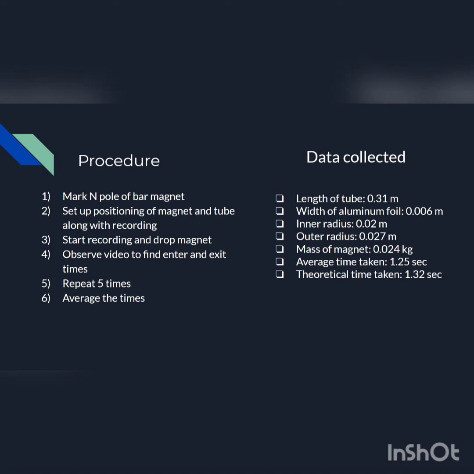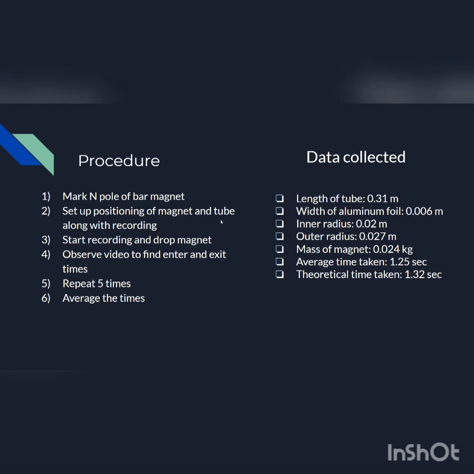The procedure. First, we mark the north pole of the bar magnet. We set up positioning of the magnet and tube along with recording. We start recording and drop the bar magnet. We observe the video to find enter and exit times. We repeat this whole process 5 times and then average them.